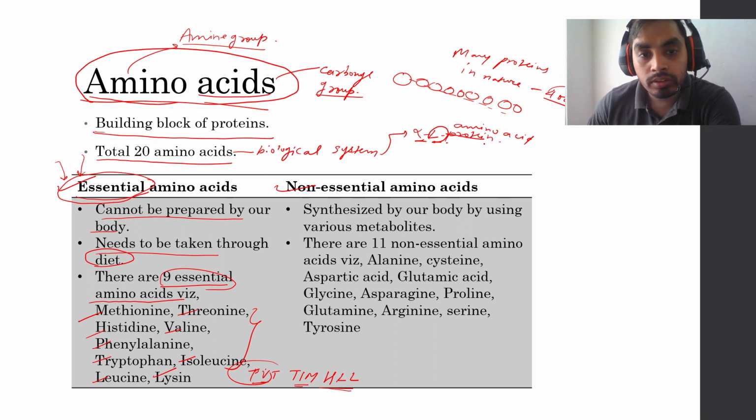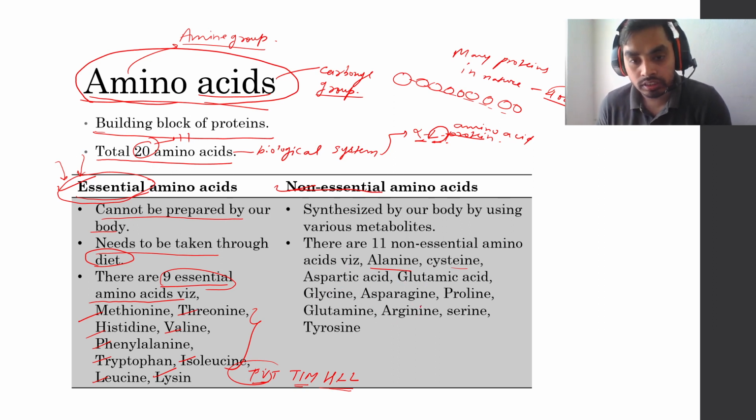Let's talk about non-essential amino acids. They are non-essential because they can be prepared by our own body through various metabolites that are intermediates of other reactions, and they need not be taken through the diet. Out of 20, the rest 11 are non-essential. These are alanine, cysteine, aspartic acid, glutamic acid, glycine, asparagine, proline, glutamine, arginine, serine, and tyrosine. So this was the introduction of amino acids.